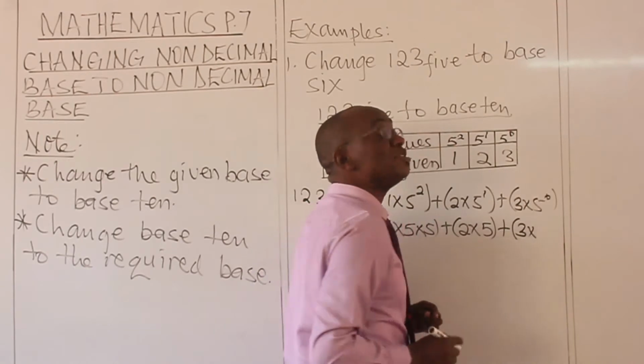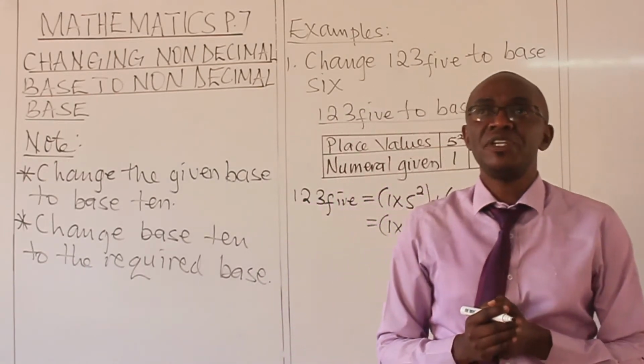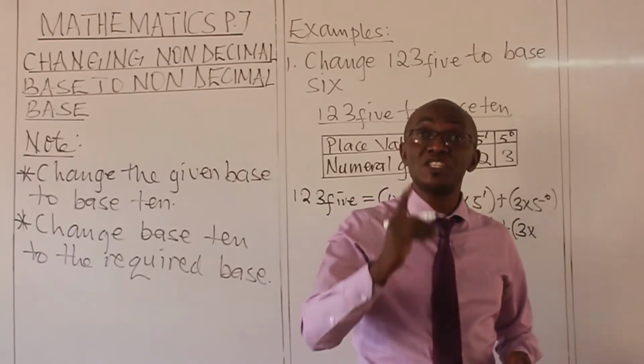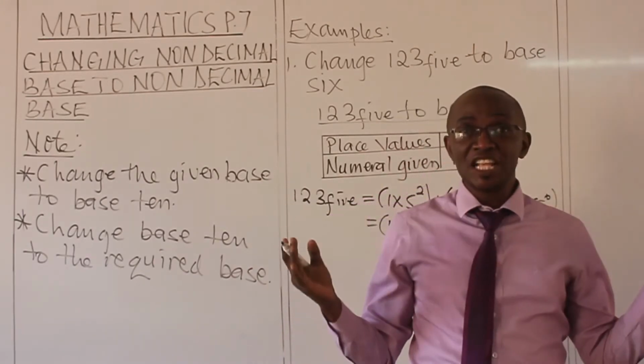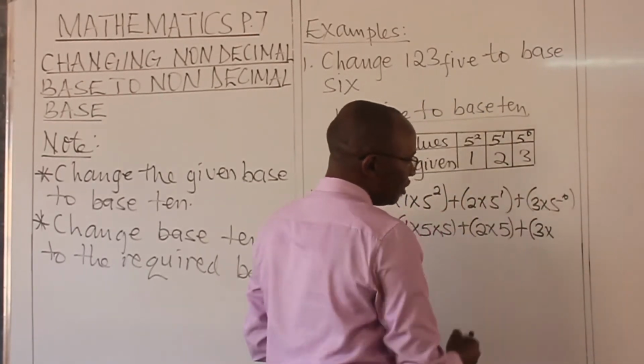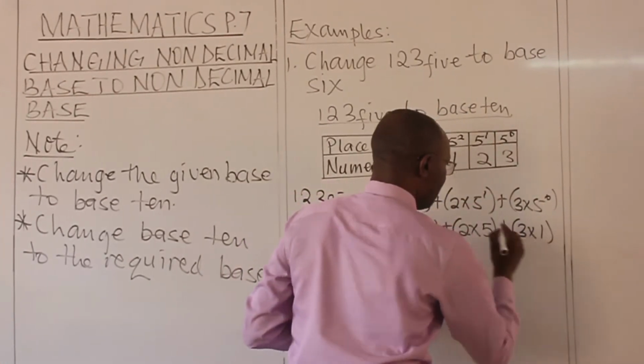Plus 3 times 5 raised to the power 0. Any number raised to the power 0 is 1, even if it's a million. As long as it is raised to the power 0, it is 1. So 5 raised to the power 0 is 1.